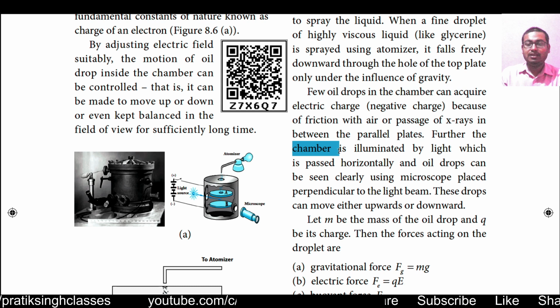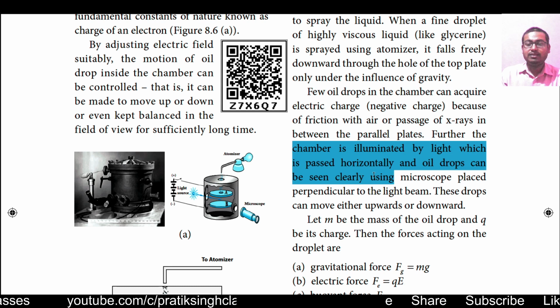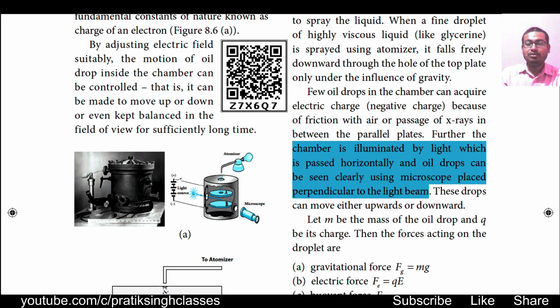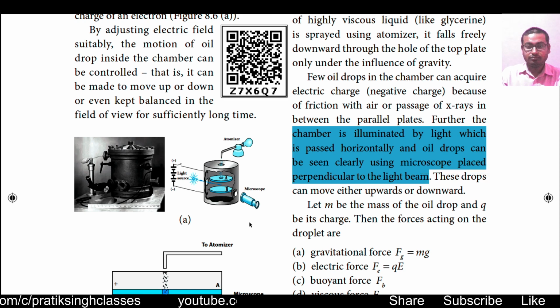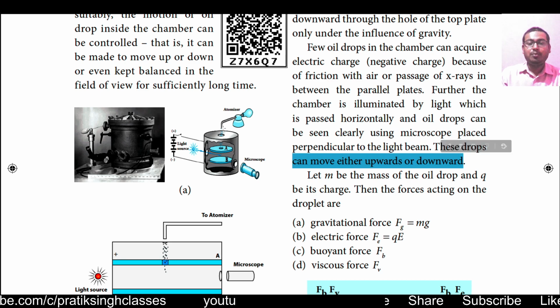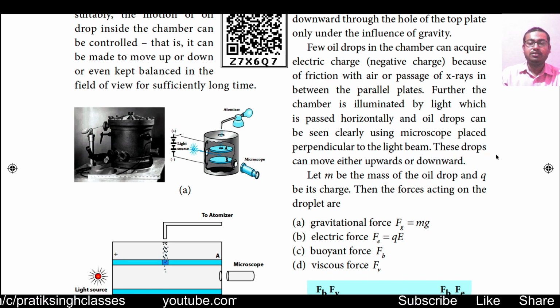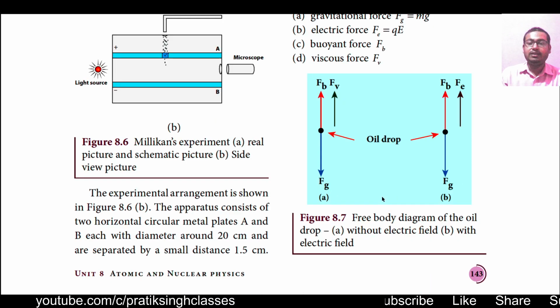Further, the chamber is illuminated by light passed horizontally, and oil drops can be seen clearly using a microscope placed perpendicular to the light beam. As you can see here, a light source is given in such a way that we can see the liquid oil drops, or the glycerine drops, coming out from the atomizer. These drops can move either upward or downward because of a net force acting here, and this net force is zero. Why this net force is zero, let us see, as given in figure 8.7 a and b.